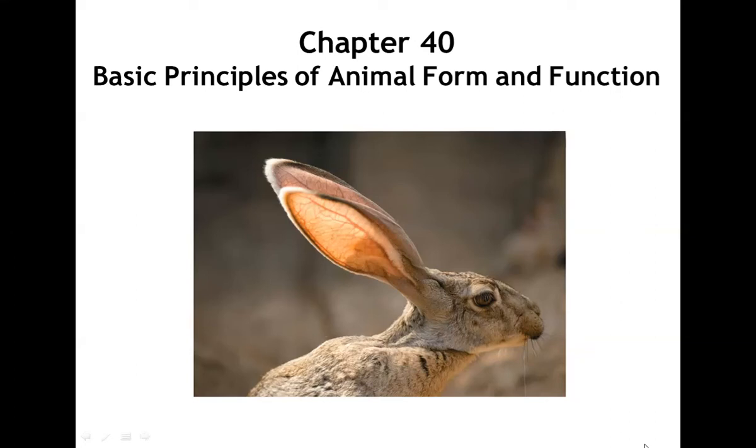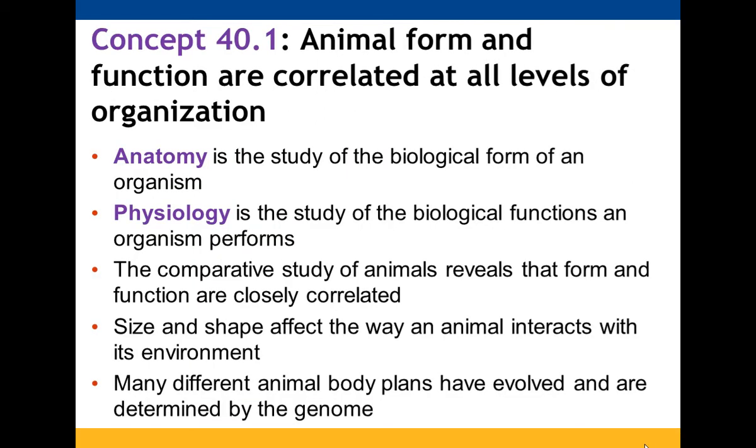Right, so chapter 40 is going to overview animal form and function, some different characteristics we're going to see throughout the animals we're going to explore in the body systems. These form and function properties are going to be seen at all levels of organization throughout our animals.